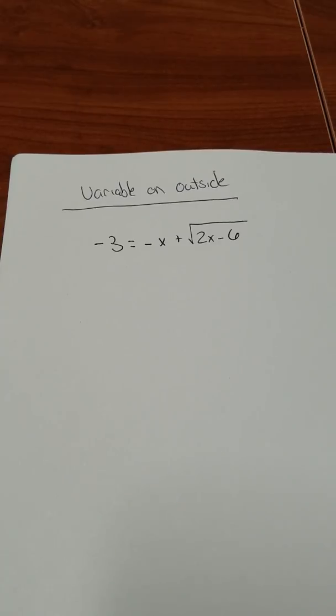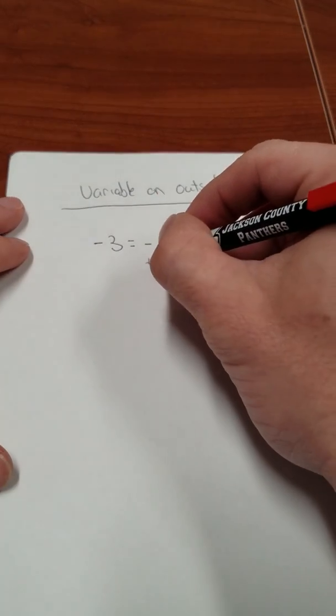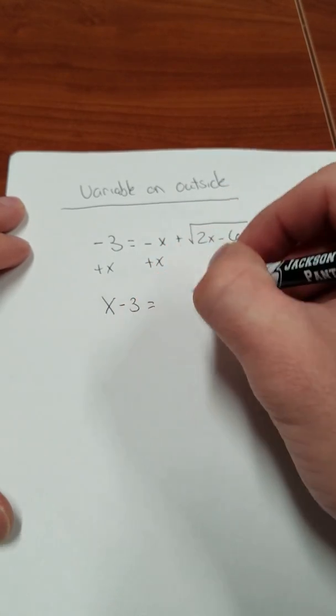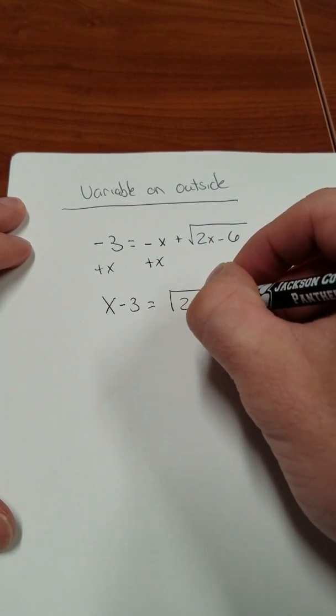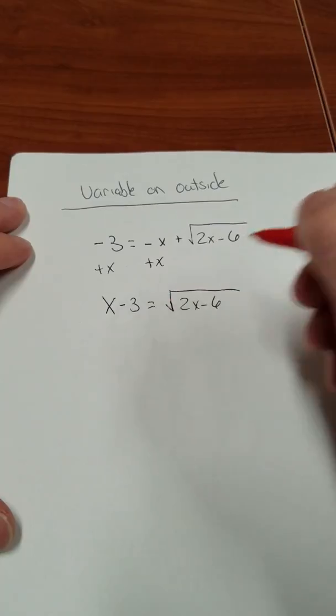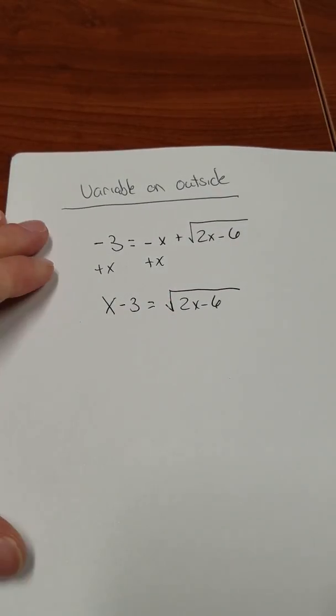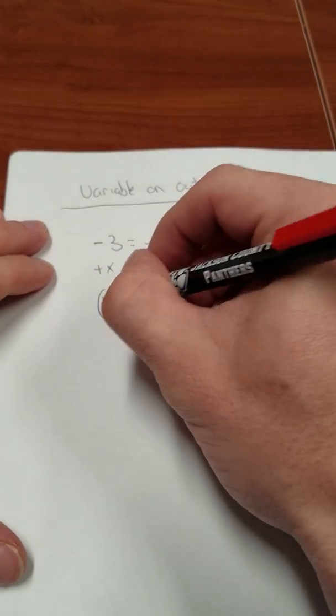Okay, dealing with a problem like this, the way that you need to solve it is get the square root by itself again. So we're going to add x to both sides. So we get x minus 3 equals square root of 2x minus 6. Okay? Once we're at a place like this, the square root's by itself, so we square both sides.